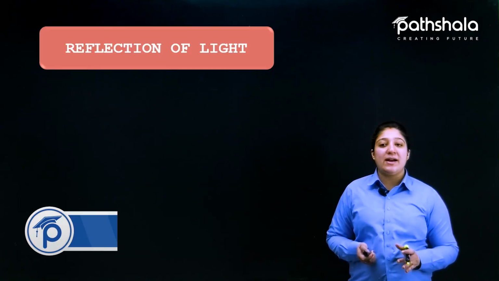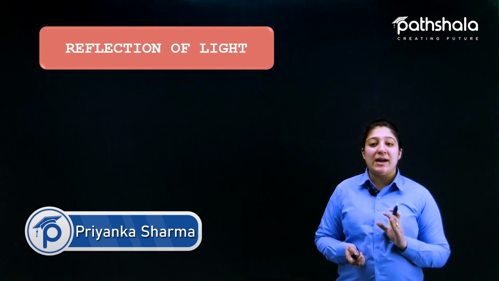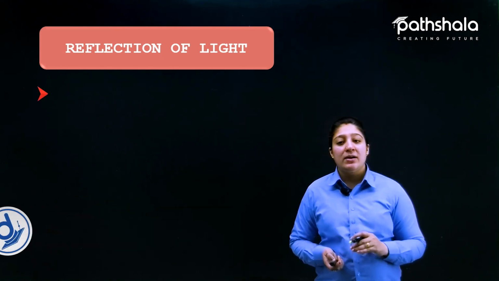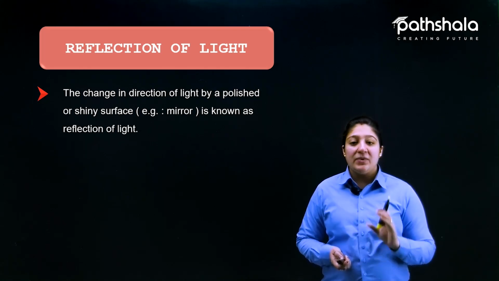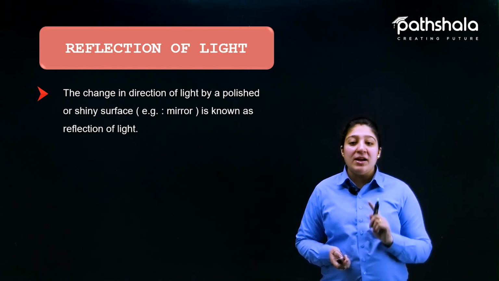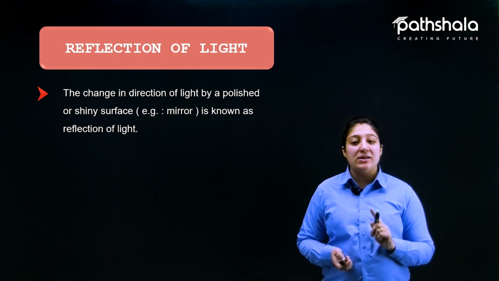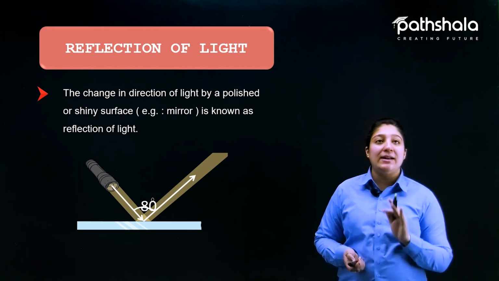To our next topic, that is reflection of light. So you already know what exactly reflection is, that is when the light goes back or bounces back. Now basically how are you going to define it? It is the change in the direction of light by a polished or shiny surface, for example a mirror, and it is known as reflection of light.